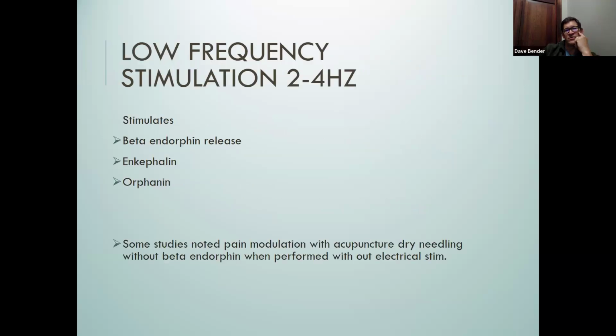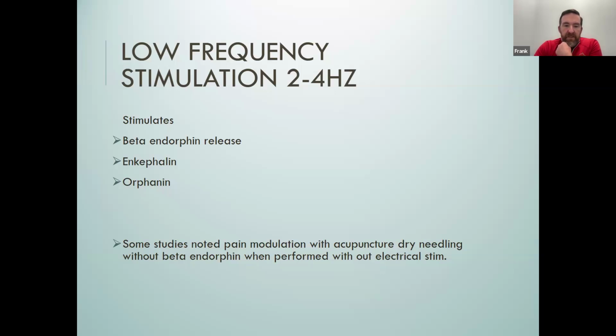Oh, there we go. Yep, the slide's right there. So low frequency, 2 to 4 Hz for low frequency. I think I use this probably most often with needling and even with skin pads for e-stim. But with that 2 to 4 frequency, you see the increased beta endorphin release, and enkephalin and orphanin.